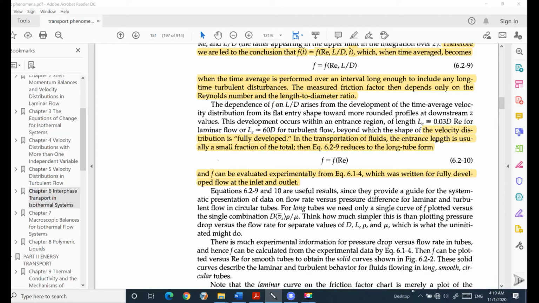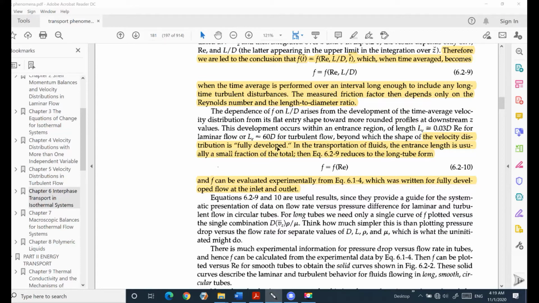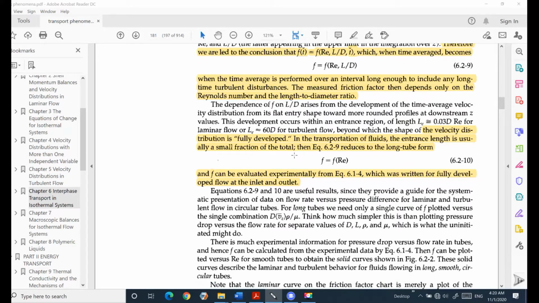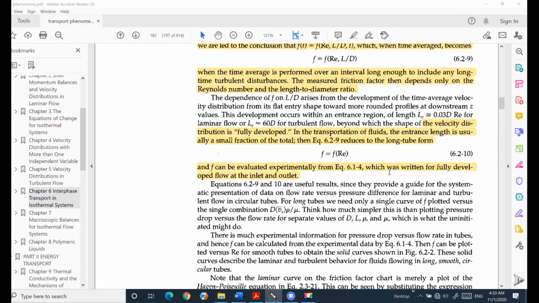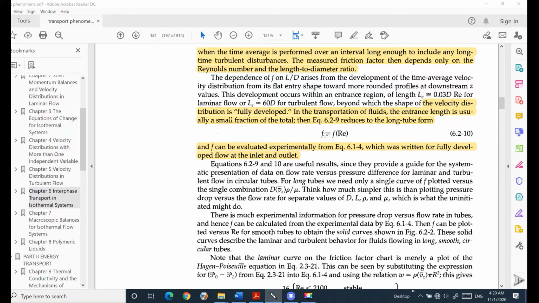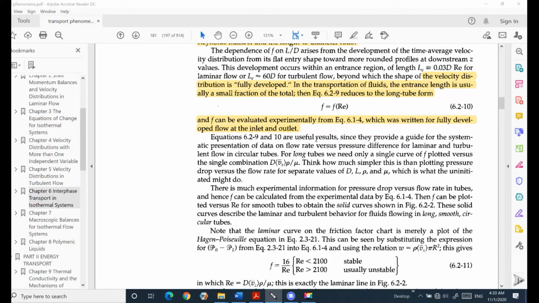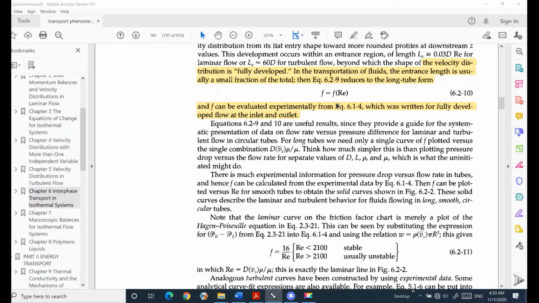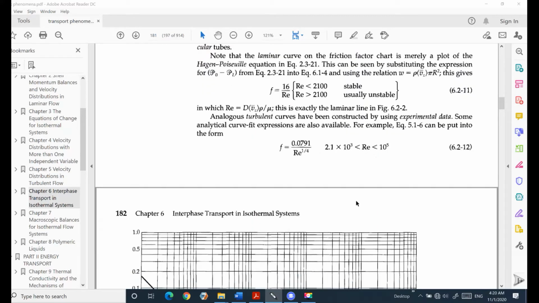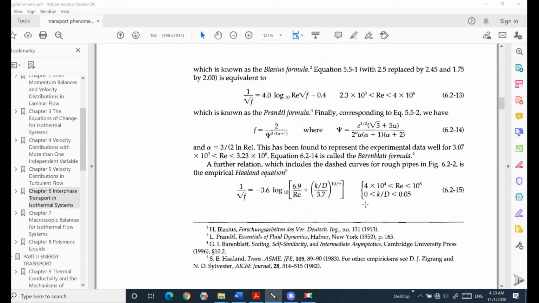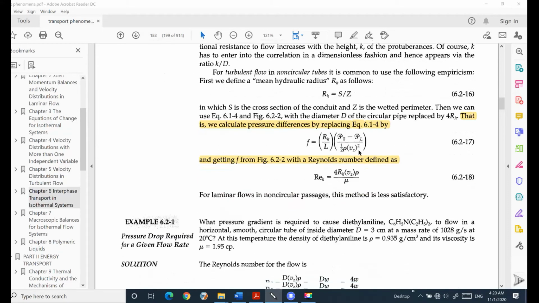In the other case, if the fluid velocity distribution is developed, the entrance length is usually a small fraction of the total, and this relation can be reduced to a form where the friction factor only depends on the Reynolds number. Then the friction factor can be evaluated experimentally for fully developed flow at inlet and outlet. So we can find the relationship between the Reynolds number and the friction factor, and define our system friction factors based on the Reynolds number. This section talks about that.